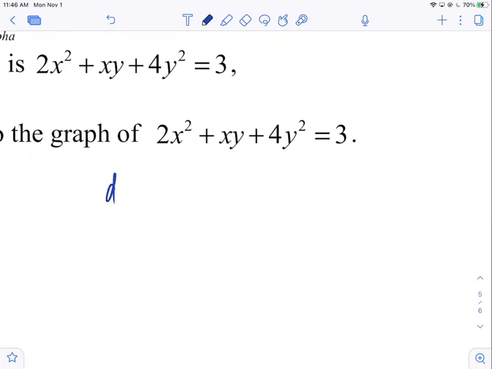Let's take the derivative, d/dx of both sides. 1, 2, 3, 4. There's 4 terms. How many y's do we have there? 2, right? So we should have 2 dy/dx's in our answer.